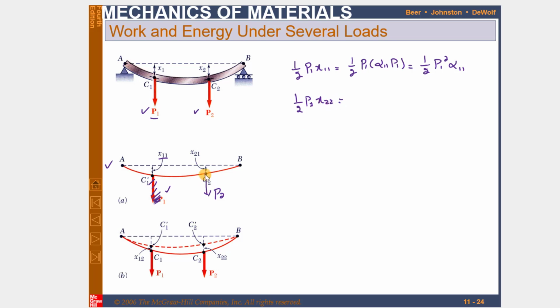Clear? And due to this P2 load, there will be a deflection that will be here. It will be X22 here, and this will be X12. There will be a deflection of X12. Clear? So the work done will be this one, 1 over 2 into P2 and X22. You know that X22 is alpha 22 into P2, and that will be equal to half of P2 square into alpha 22.